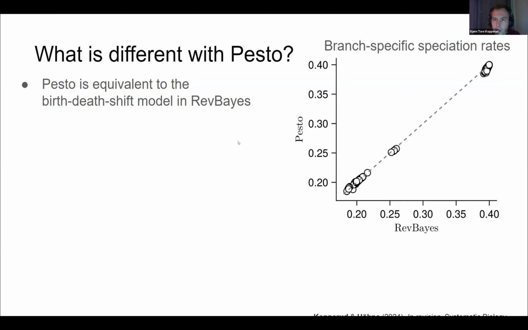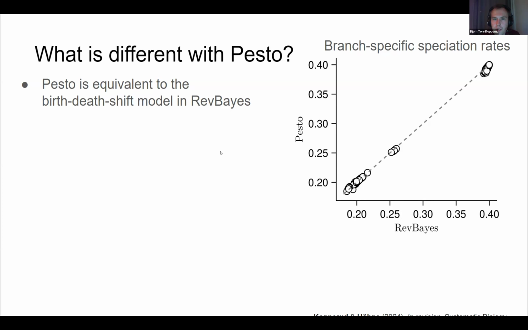Here I have plotted the branch-specific speciation rates with both approaches, and each point in the graph represents a branch. If the dots are on the diagonal line, then both approaches give the same result. This is again the primates tree, and the top right point cloud represents the old world monkeys, and the bottom left cloud represents the rest of the phylogeny. So this is the equality with previous methods.